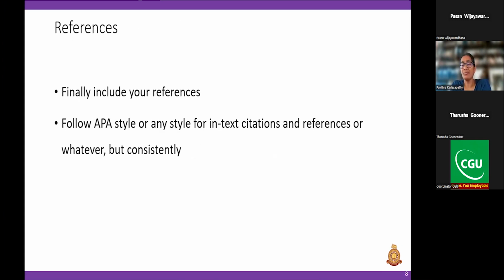So have some references and follow whatever style. In Sri Lanka, in our faculty, we follow APA. It doesn't matter, but whatever style you are following, whether it's Chicago, Harvard, or APA, follow it consistently. Right. That's the main thing. Correctly and consistently, whatever the style you are following.